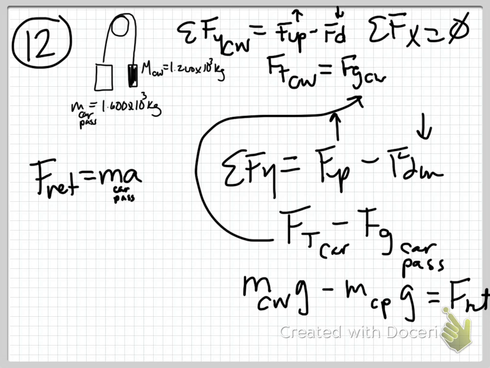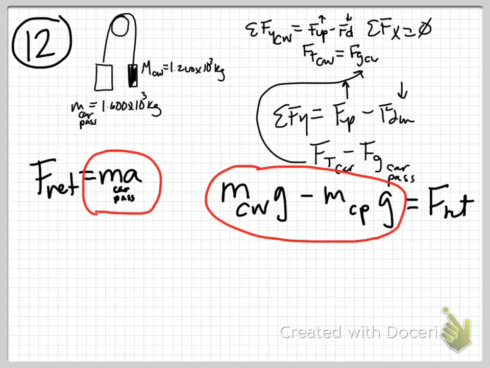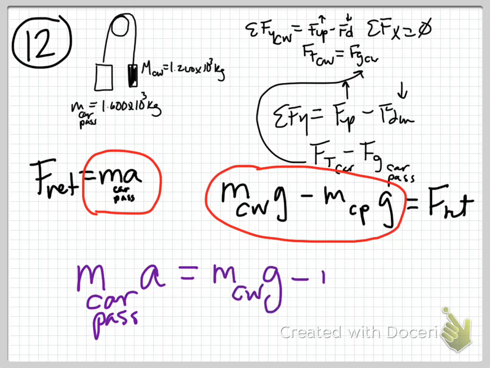At this point, I'm going to go ahead and do a substitution. So I know that F net is equal to the mass of the car and passengers times acceleration, and F net is also equal to the mass of the counterweight times gravity minus the mass of the car and passengers times gravity. So I'll go ahead and do my magical substitution here. Mass of the car and passengers times acceleration equals mass of the counterweight times gravity minus mass of the car and passengers times gravity. Well, what am I solving for?